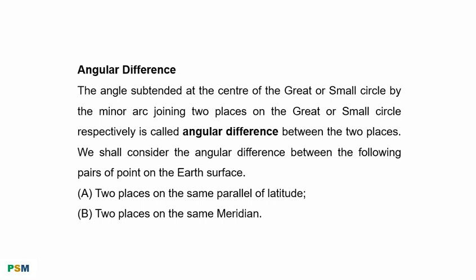Angular difference. The angle subtended at the center of the great or small circle by the minor arc joining two places on the great or small circle respectively is called the angular difference between the two places. We shall consider the angular difference between the following pairs of points on the Earth's surface.